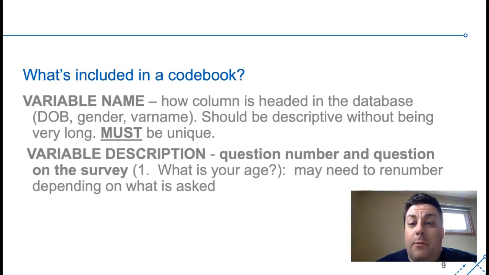Then we need a description of the variable. So what question number was it on a survey? And then what is the text of that question? A simple example: the very first question we might ask on a survey is, what is your age? And so the question number is obviously 1, and the question text is, what is your age? So what a codebook does is it aligns that variable name with that variable description.